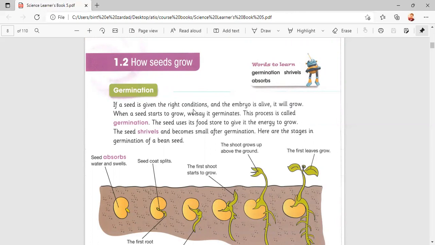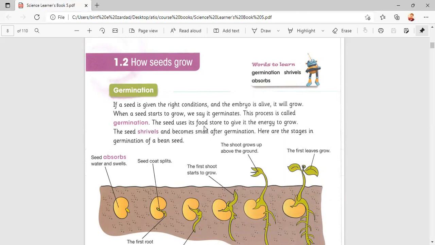The first thing, the embryo should be alive, and after this, the seed needs air, water, and a warm place. Air, water, and a warm place. These are the three conditions, the three factors for the seed to grow, or you can say start germination. When a seed starts to grow, we say it germinates. This process is called germination.